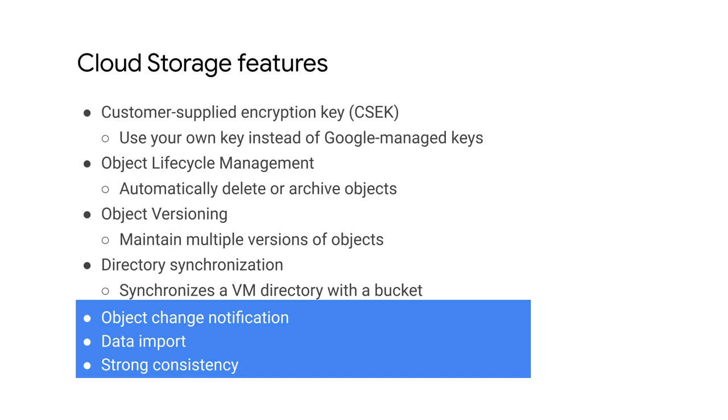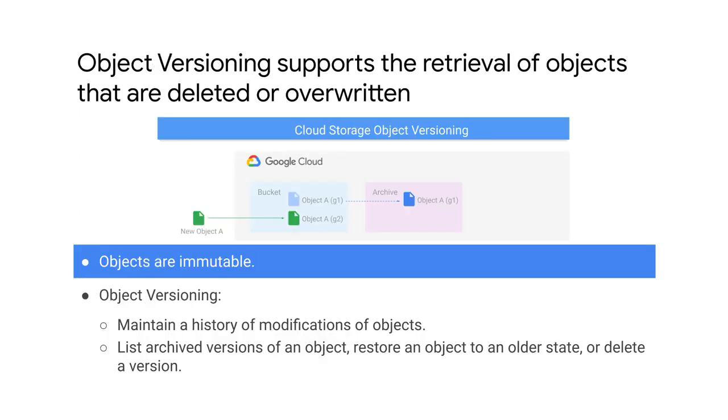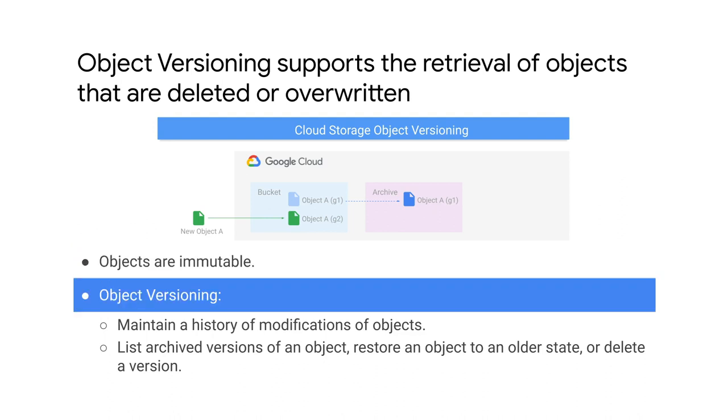object lifecycle management. In cloud storage, objects are immutable, which means that an uploaded object cannot change throughout its storage lifetime. To support the retrieval of objects that are deleted or overwritten, cloud storage offers the object versioning feature. Object versioning can be enabled for a bucket. Once enabled, cloud storage creates an archived version of an object each time the live version of the object is overwritten or deleted. The archived version retains the name of the object, but is uniquely identified by a generation number as illustrated on this slide by G1.